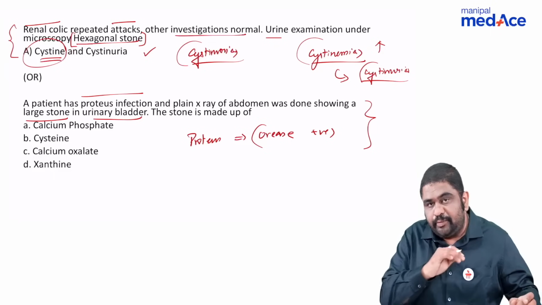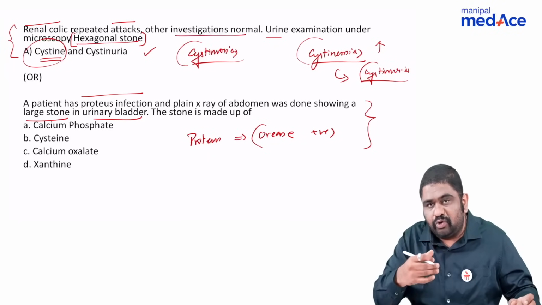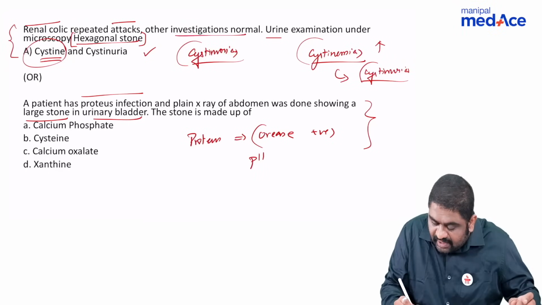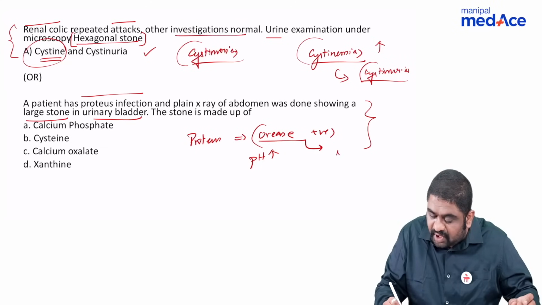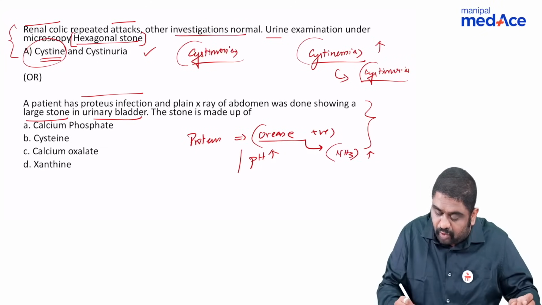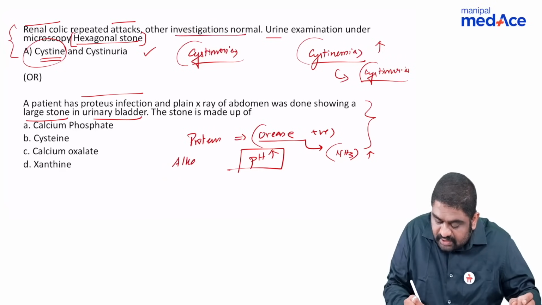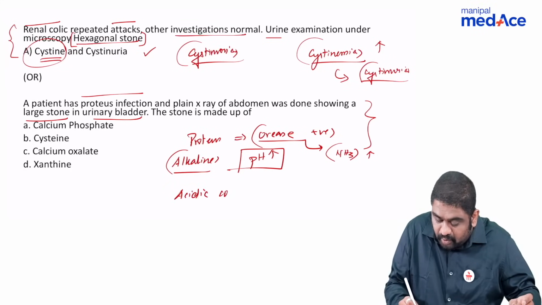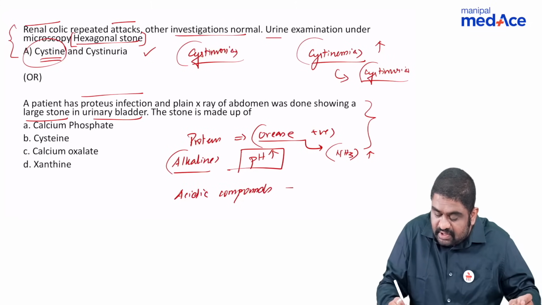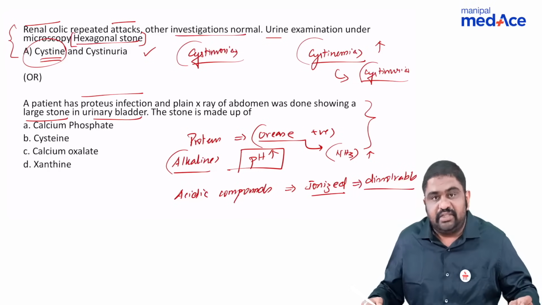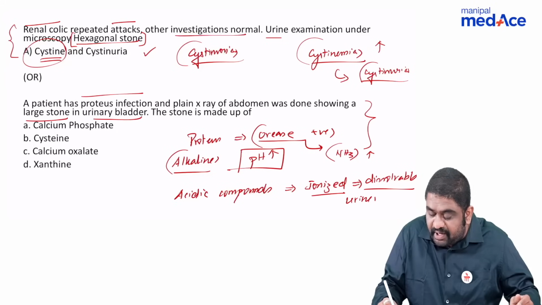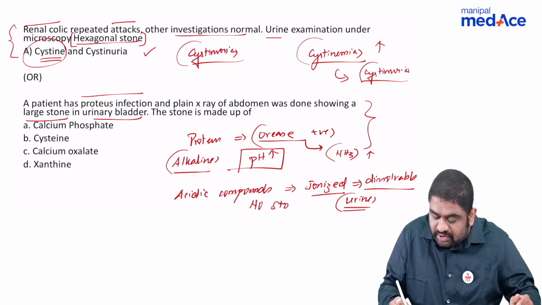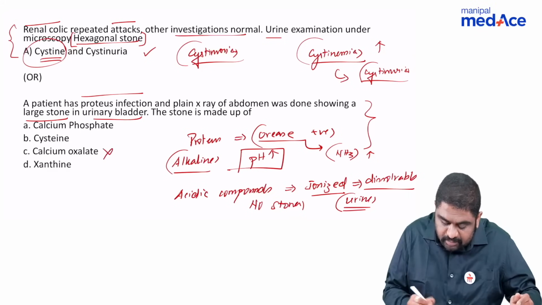It means the tubular fluid, the fluid that has come out of the filtrate, will become alkaline. Why? Because urease will start releasing ammonia. Now, because of excess amount of ammonia, the pH is alkaline. Now, the urine is alkaline. Under alkaline pH, acidic compounds will be easily ionized and they are easily dissolvable. If they are easily ionized and dissolvable, they'll be lost in the urine. They will not be retained back to form stones. So no acidic stones can be seen in case of alkaline urine. So calcium oxalate cannot be noticed.